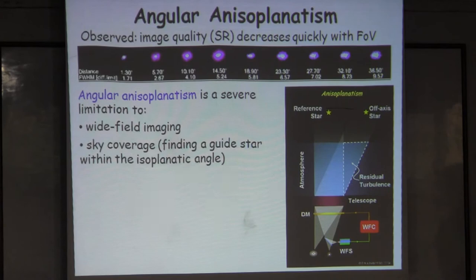Okay. Now if you look for exoplanets, you're fine. You're smaller than an arc second anyway. But of course, if you want to study, whatever, globular clusters, real problem. You have a large field, you have many point sources, and the point spread function of each of those sources looks different with increasing radius.